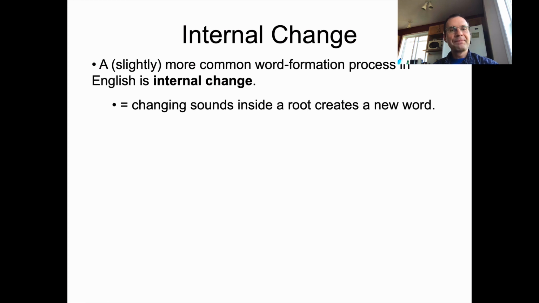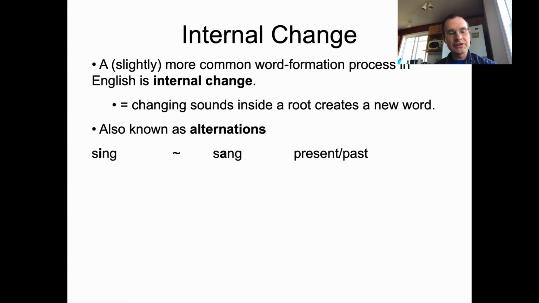All right, a slightly more common word formation process in English is internal change. This is where you change sounds inside a root to create a new word. And this can also be called alternations. And we have a lot of examples of this in forming the past tense of certain verbs, and also a few pluralizations of nouns. But let's say you wanted to form the past tense of the verb sing. I sing, you sang, so on and so forth.